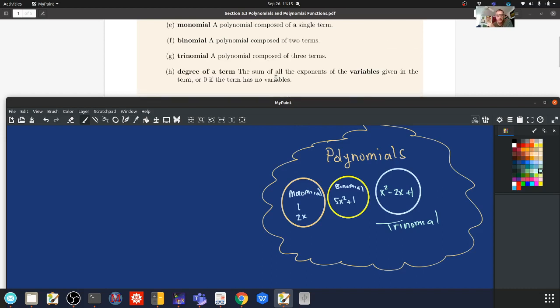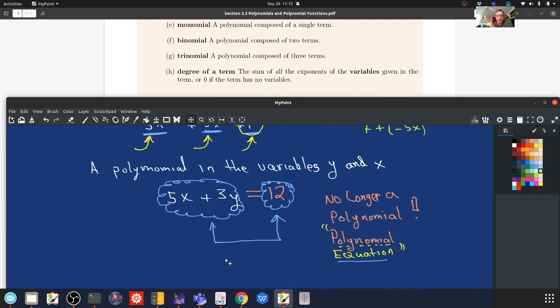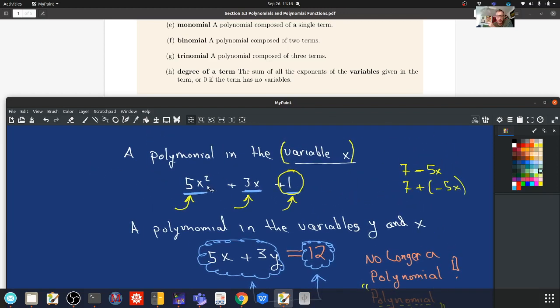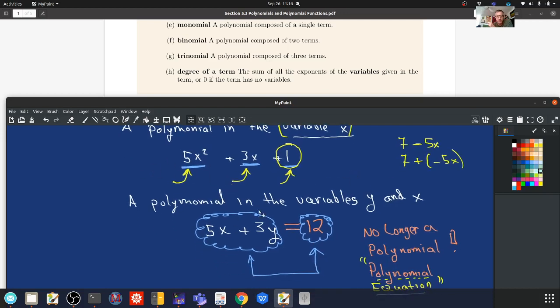The degree of a term. So the degree of a term is the sum of all of the exponents of the variables given in the term, or 0 if it has no variables. So each one of the polynomials I have up here, each term just has one variable. So the degree of 5x squared, well, there's only one exponent and there's only one variable, and that's x. So this is a degree 2 term.